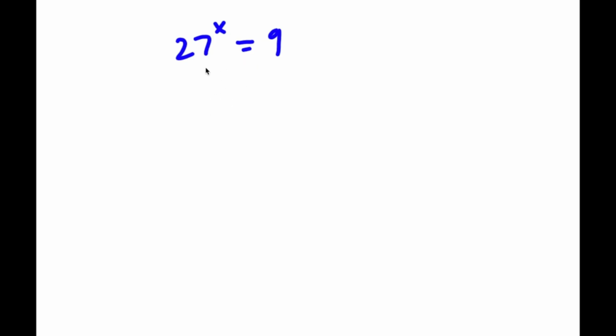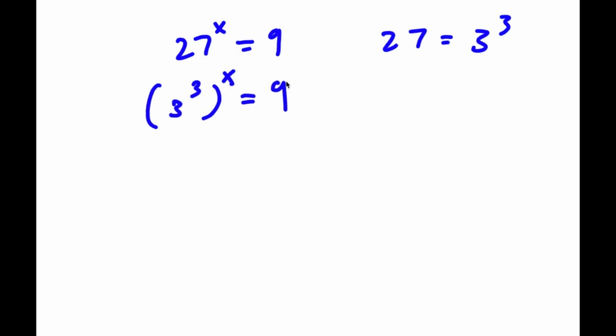Alright, so we have 27 to the power of x is equal to 9. And now, what I'm first going to do is simplify 27 to the power of x a little. So 27 is the same thing as 3 to the power of 3. So I'm going to substitute in 3 to the power of 3 for 27. So now I have 3 to the power of 3 to the power of x is equal to 9.